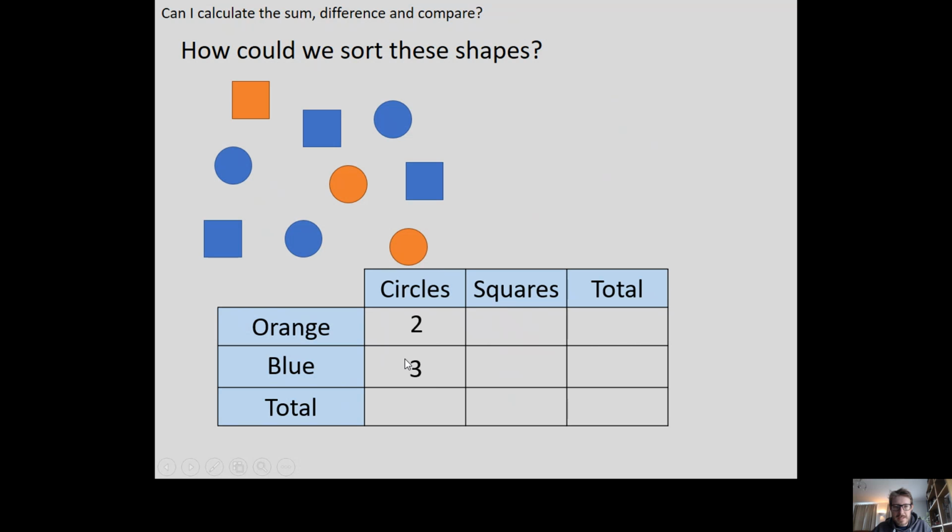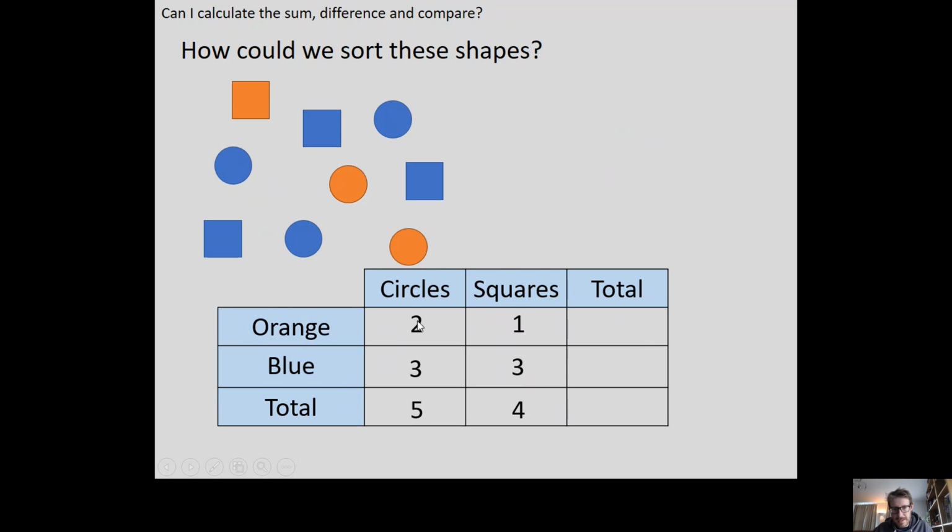Then we can add up the total here. So we have 1 row of totals here and 1 column of totals here. So we add those together, we can find those and we should still have 9 in total. So there are 5 blue circles altogether. Then squares, how many orange squares are there? 1. Then how many blue squares are there? 3. And then how many squares are there in total? There are 4 squares in total.